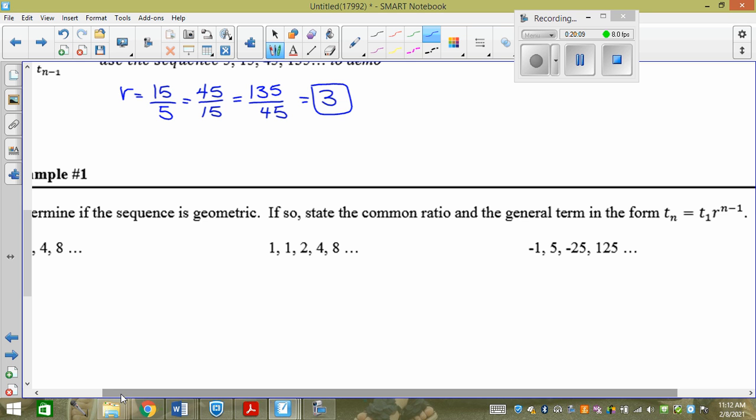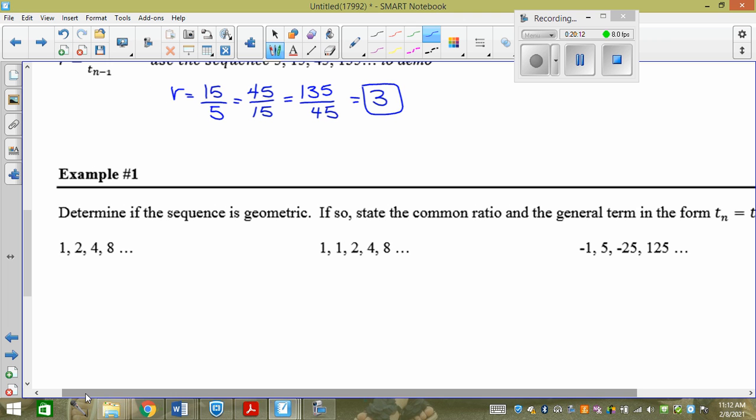So we'll go through this first one and see if it's geometric. To see if it's geometric, it has to have an r the whole way through. So I'm going to do 2 divided by 1 equals 4 divided by 2 equals 8 divided by 4. They all have to equal the same thing if I divide them, correct? So 2 divided by 1 is 2. 4 divided by 2 is 2. 8 divided by 4 is 2. So I can say this equals 2. If these all equal 2, it's geometric. Right?